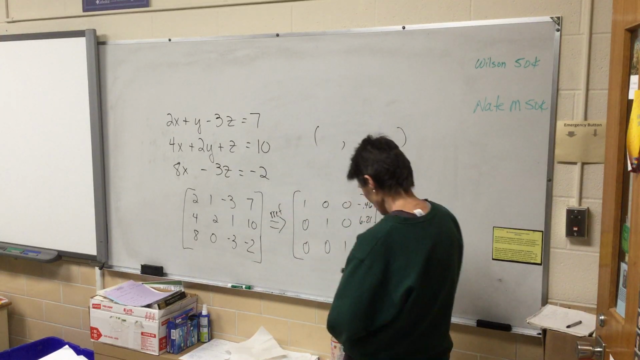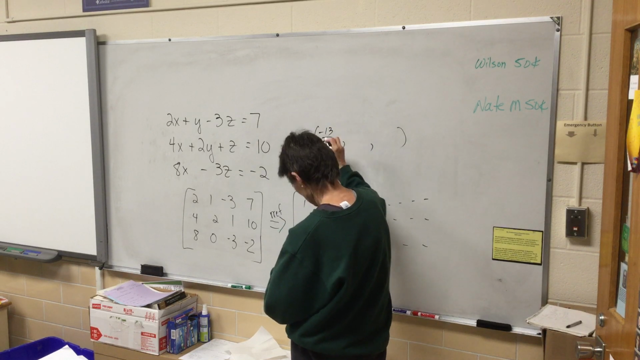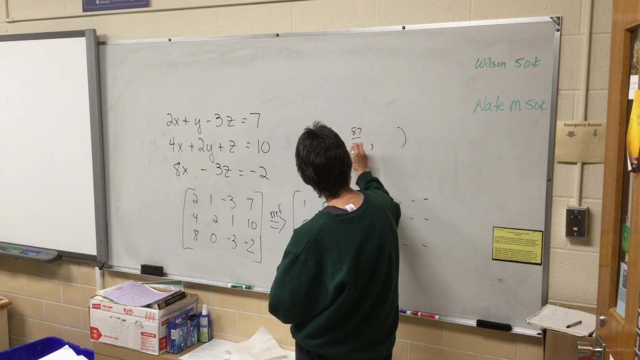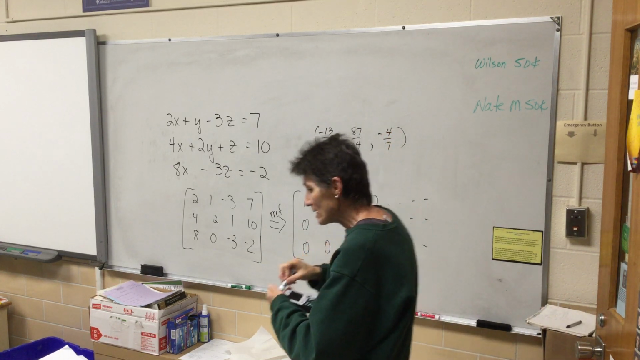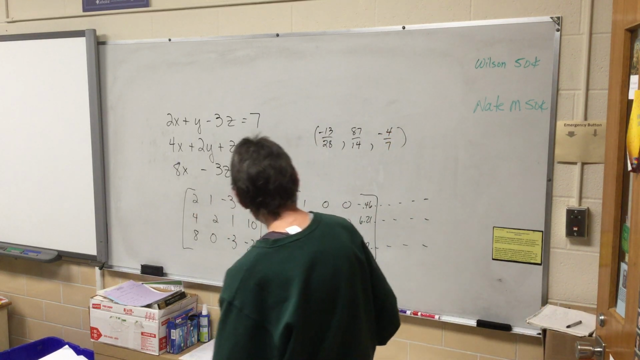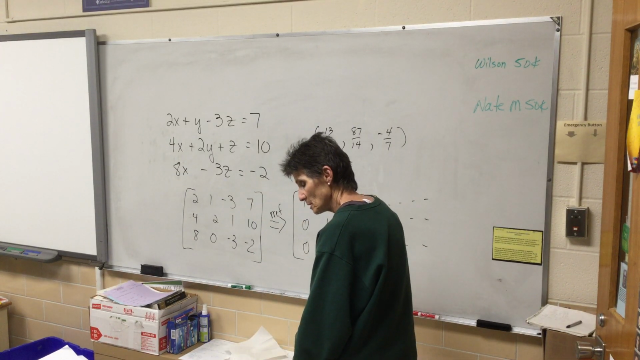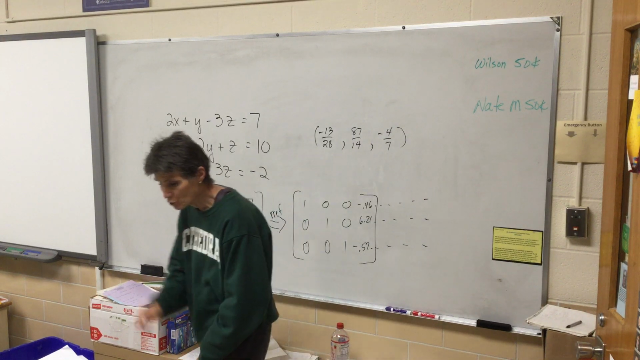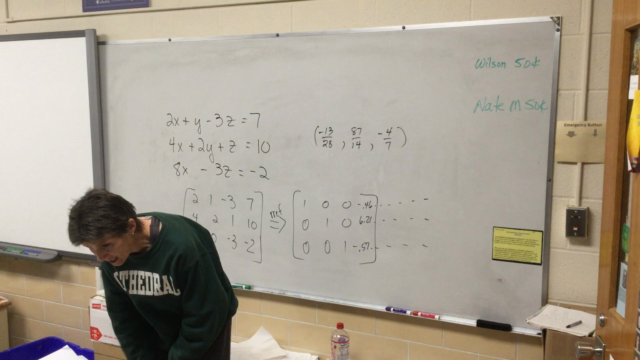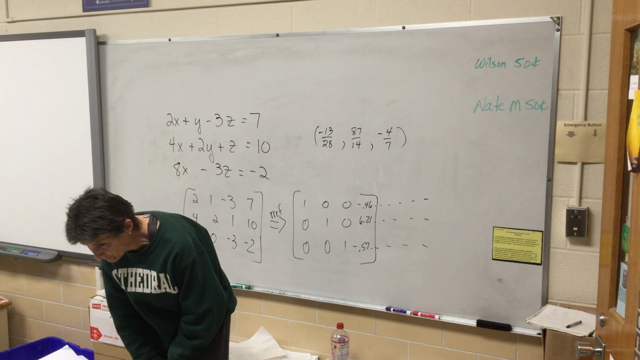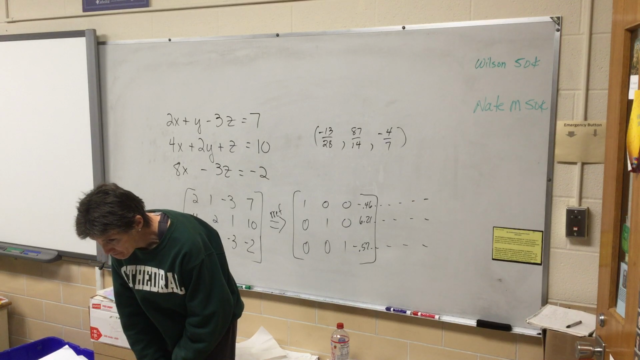So the fractional form gives me -13/28, 87/14, and -4/7. So if you happen to get crazy random decimals, then you're just going to press your math button and then enter a couple times, and it'll clean those up for you. Okay?